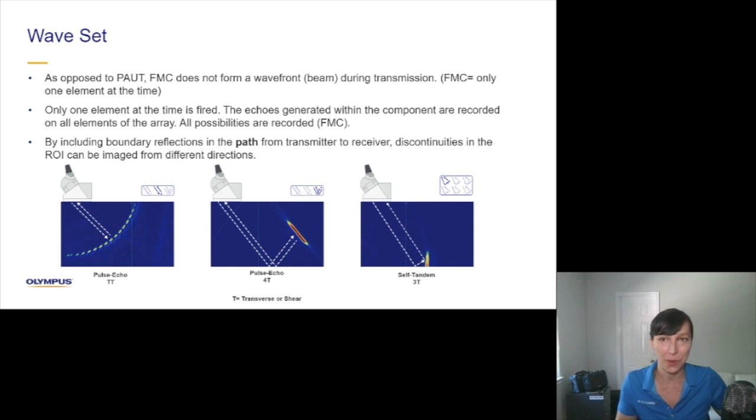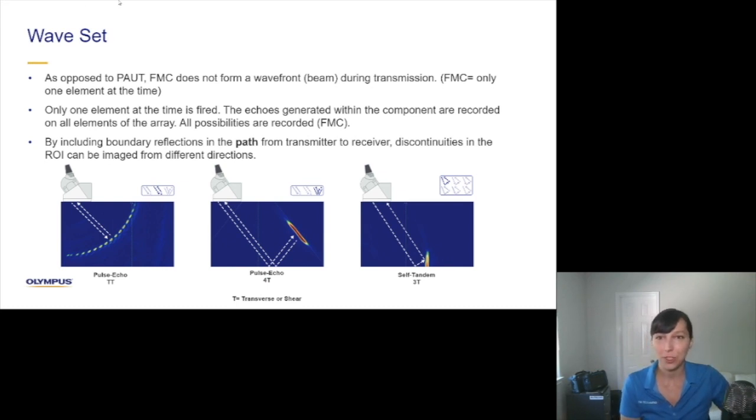That's what FMC stands for, full matrix capture, because it's recording the full possibilities for a given probe. By including boundary reflection in the path from the transmitter to the receiver, discontinuities in the region of interest can then be imaged from a different direction. And as we know, with anything with ultrasound, the more perpendicularity we can have with an indication, the stronger the return signal is and the higher the probability of detection. So that's one of the advantages of FMC and TFM, being able to change that direction to optimize how we're going to catch that indication.